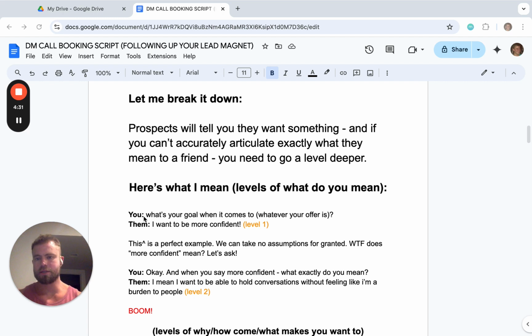So let's say this is you. You're going to say, what's your goal when it comes to whatever your offer is? Mine is the sales offer. They're going to say, I want to be more confident. Okay, that is going to be their short answer, but that's not really their goal. This is a perfect example. We can take no assumptions for granted. What does more confident even mean?